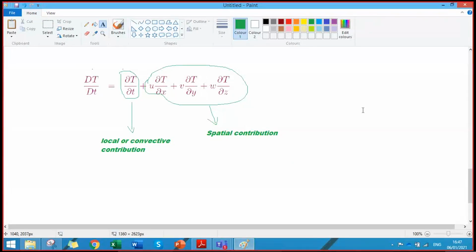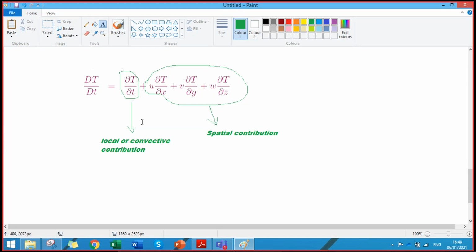The local or the convective contribution is explaining the change in the property with respect to time, the Lagrange description, right? What is happening with respect to time? And the spatial contribution is defining the change in the property with respect to the change in location, the Eulerian description. Clear? Is it clear?